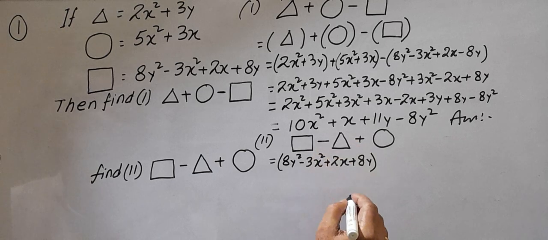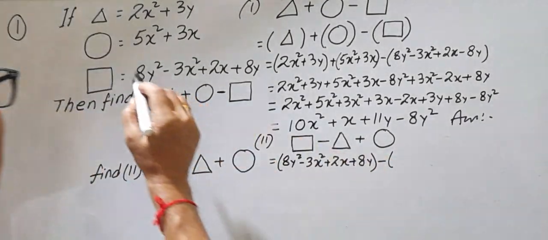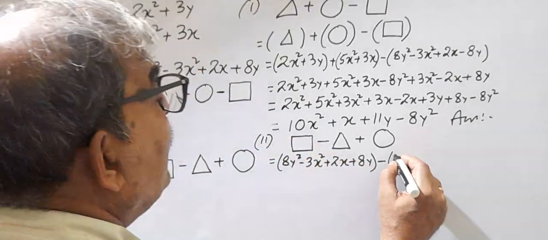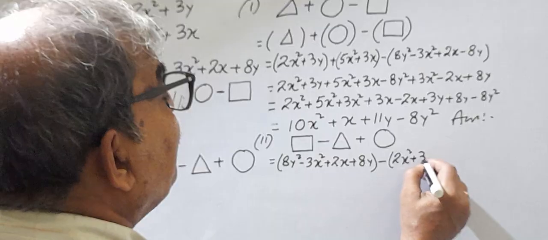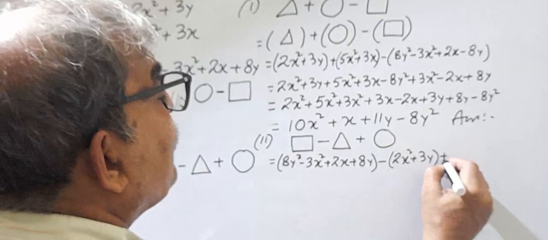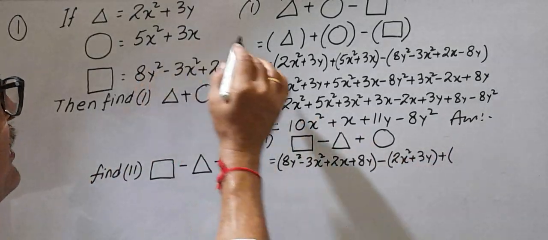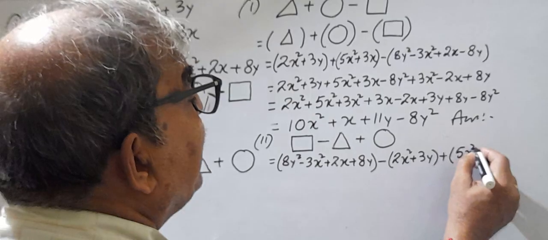And this is minus. You put the minus sign first, then you write it. The triangle is 2x square plus 3y. Clear? Then plus. Plus is equal to what is given? 5x square plus 3x.